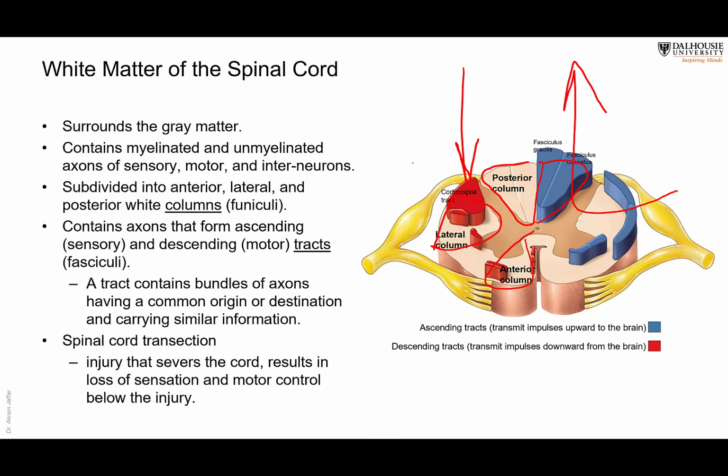So descending means that their cell bodies are located here in the brain, means that they are bringing orders from the brain, means that they are motor. The ascending means that they have their cell bodies in the peripheral parts. It means that they are taking sensations from the peripheral part of the body and taking it up to the brain. So they are sensory.